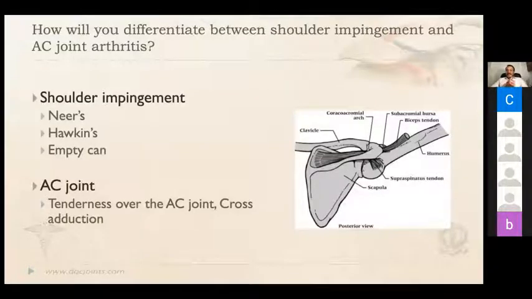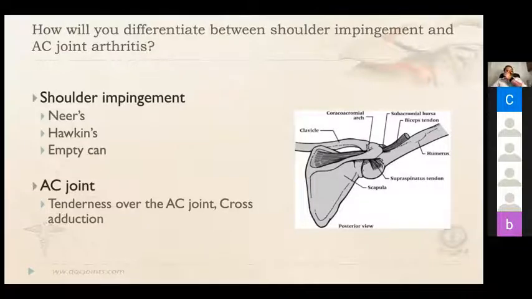So in impingement, the Neer's test, as we saw, the Hawkins-Kennedy and the empty can can be positive, but you should always elicit tenderness over the acromioclavicular joint. That is an important test to differentiate from AC joint arthritis. In AC joint arthritis, all these tests can be positive, and on cross-body adduction, the patient will have problems reaching over to the opposite side, especially inside a car trying to pull the seat belt over, or trying to hold something from the opposite side.